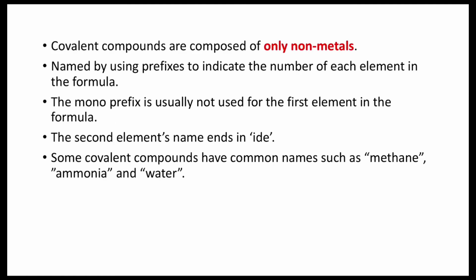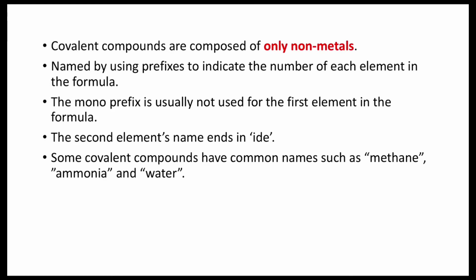Covalent compounds are composed of only nonmetals, named by using prefixes to indicate the number of each element in a formula. The mono prefix is usually not used for the first element in the formula. The second element's name ends in "ide", so IDE, and some covalent compounds have common names such as methane, CH4, ammonia, which I believe is NH3, and water, which is H2O.